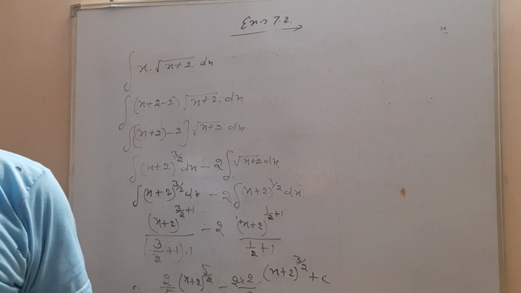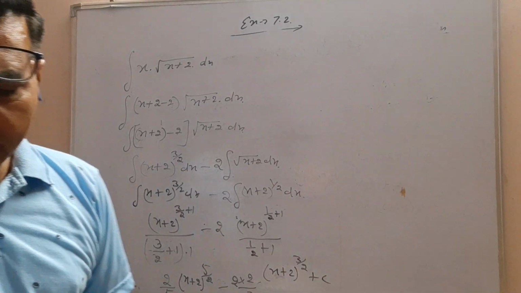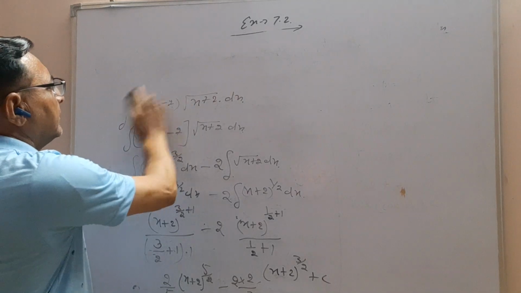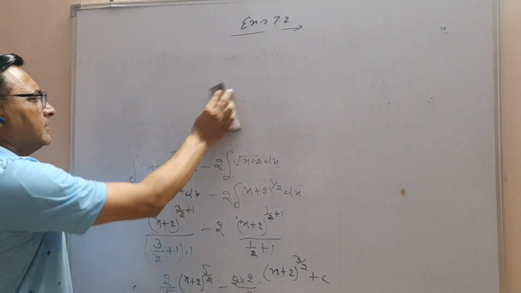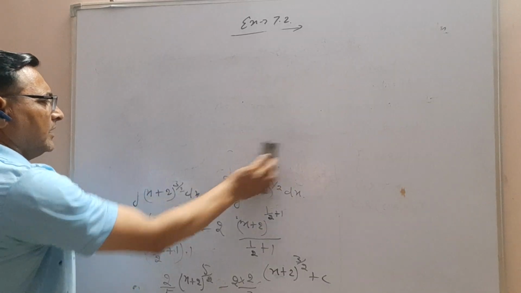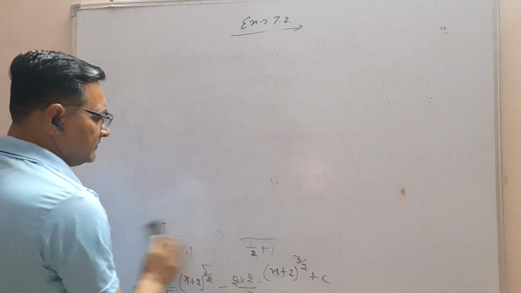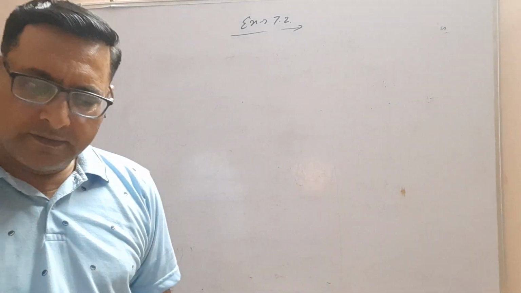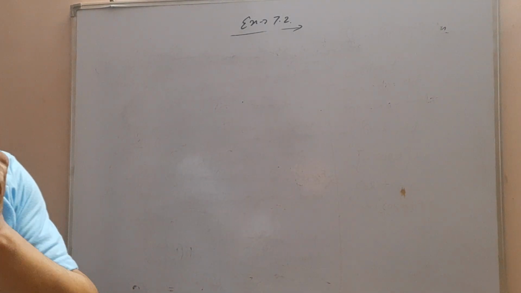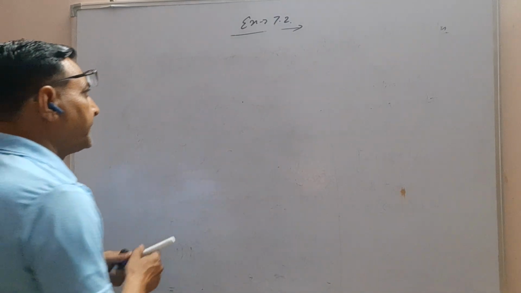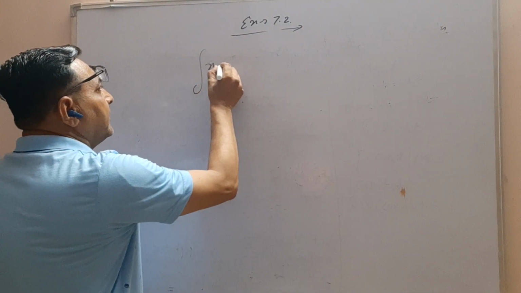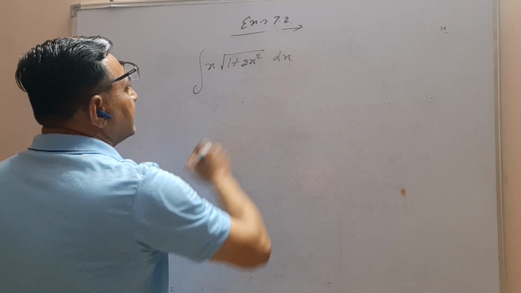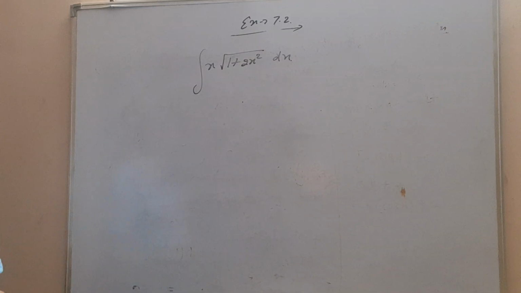The next question is also the same, but here, in the next question, there will be a derivative outside the square root. The question is x root 1 plus 2x square into dx. Now there is no x square.